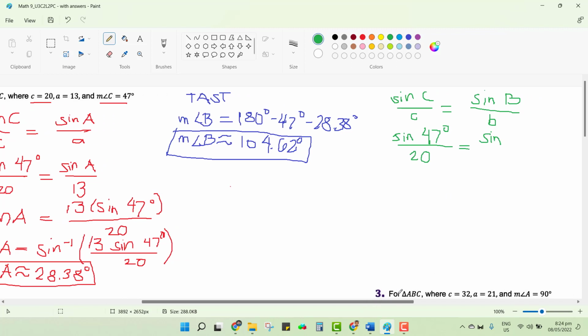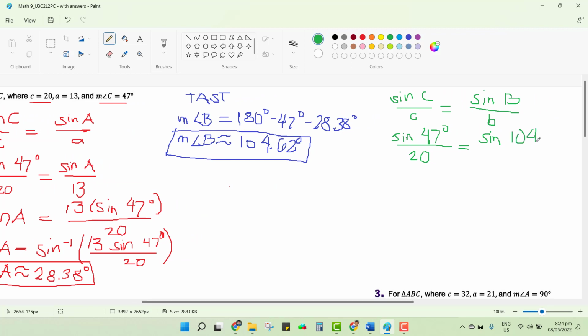In this case, we have this value, 104.62 degrees over B. Manipulating both sides, you will get this result for the measurement of B. You have 20 sine 104.62 degrees over sine 47 degrees. Let me check. You're going to multiply B on both sides, and 20 divided by sine 47. So you will have this result.